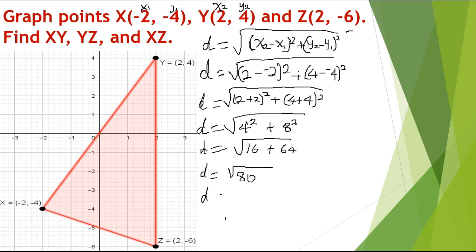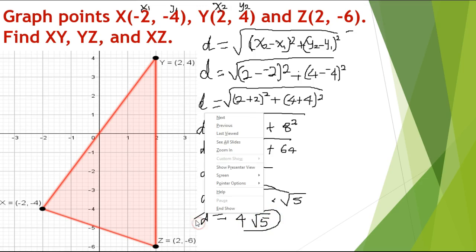What can go into that? I think the square root of, is that 16? Yeah, I think 16 times 5 will give us 80. And the square root of 16 is 4, and then we keep the square root of 5 in the square root sign. And that's the distance.